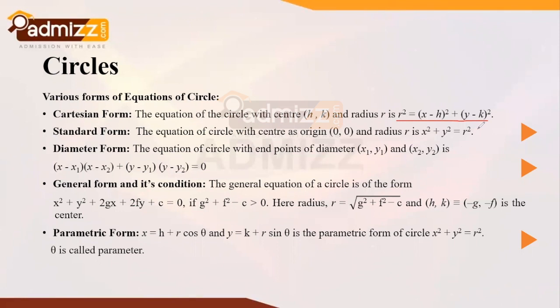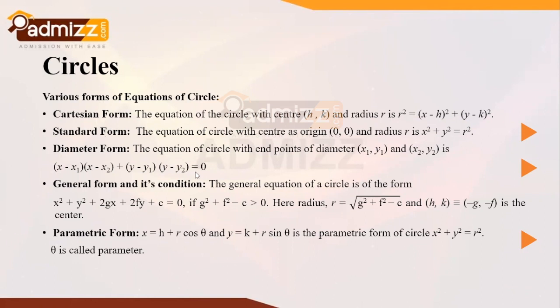Then the diameter form. You are provided with the endpoints of the diameter, namely the coordinates x1, y1 and x2, y2, and you are supposed to construct the equation. The construction of the equation is very easy. What you need to do is simply substitute x1, y1, x2, y2 in this equation, that is (x minus x1) into (x minus x2) plus (y minus y1) into (y minus y2) equals 0, and then do the simplification and you obtain the equation of circle in the diametric form.